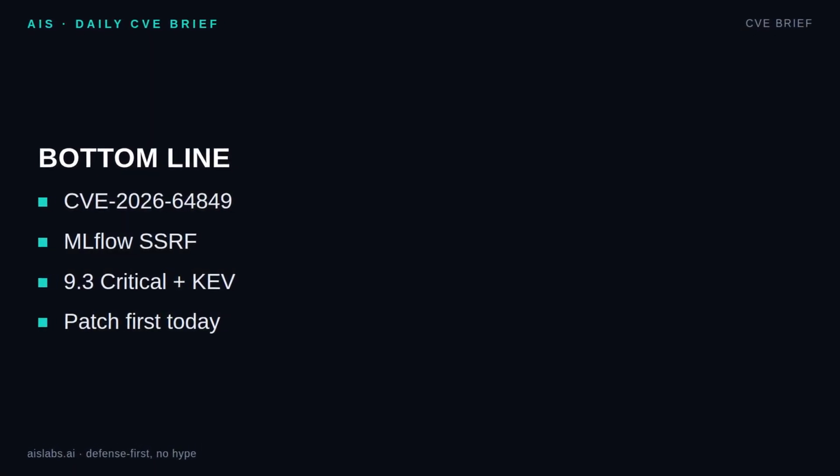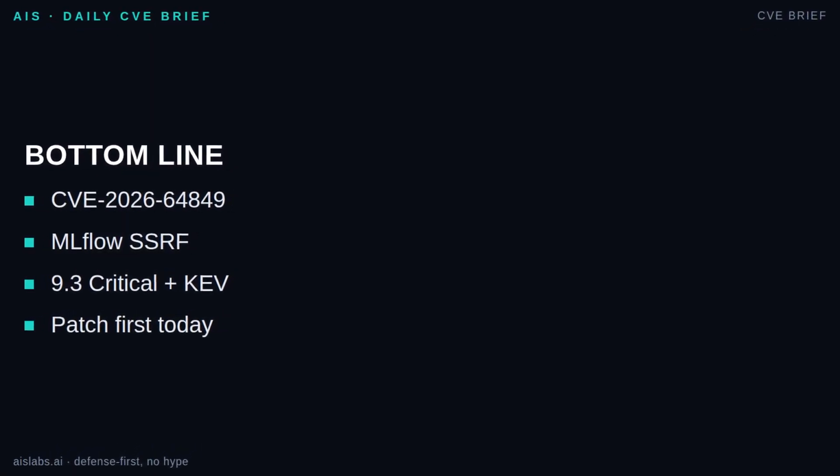Bottom line, CVE-2026-64849 is today's #1 ranked CVE because it is critical, unauthenticated, network reachable, and listed by CISA as known exploited. The weakness is CWE-918, server-side request forgery, in MLflow before 3.15.0, involving the webhook test flow and redirect handling. The practical risk is that MLflow can be used as a bridge to internal or cloud metadata services, with response details returned. Patch to the fixed version, restrict access, and tighten egress from MLflow hosts.